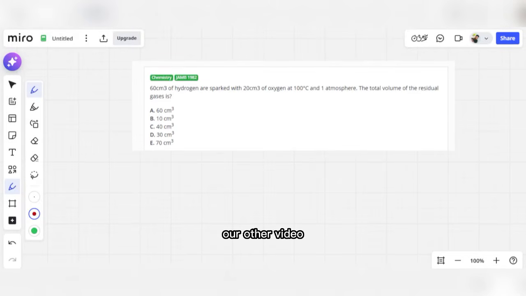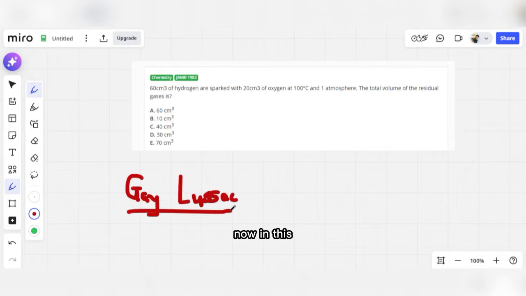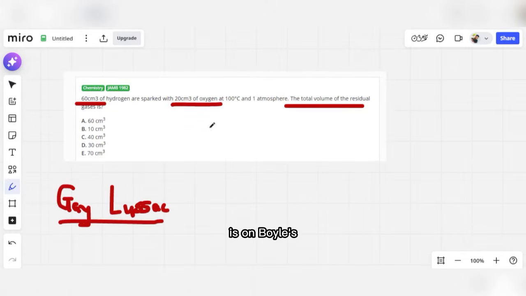Alright, so this is another video on Lussac's law of combining volume. Now in this question, they said 60 cm cube of hydrogen is sparked with 20 cm cube of oxygen. The total volume of the residual gases is... Now most of you would think this question is on Boyle's law, or on gas law, or on the ideal gas equation. So this is not the ideal gas equation. Once you see the keyword sparked, it is talking about Lussac.